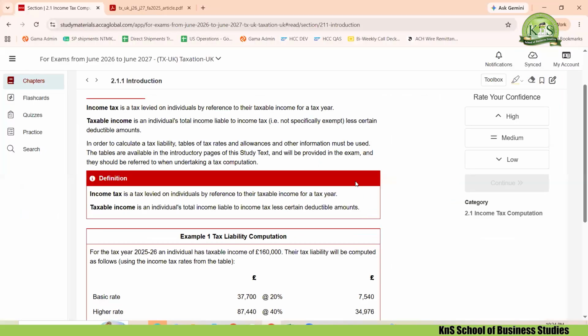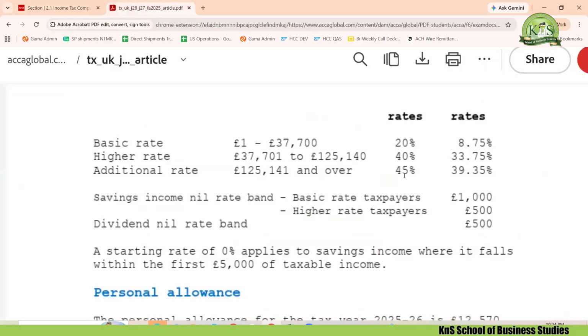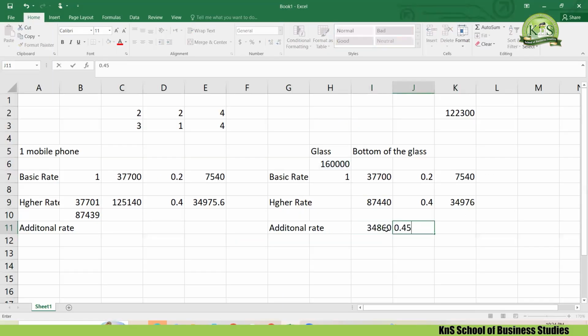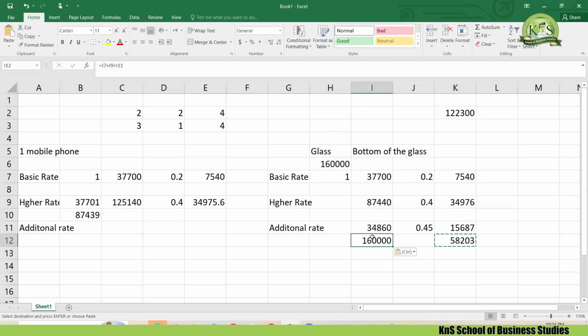And what is the additional rate? I think it's 45%. Yes. So 0.45. I'll just copy the formula and put it over here. You can put the sum function here as well, like this. So 58,203 you will pay on 160,000. So this all should make your total income.